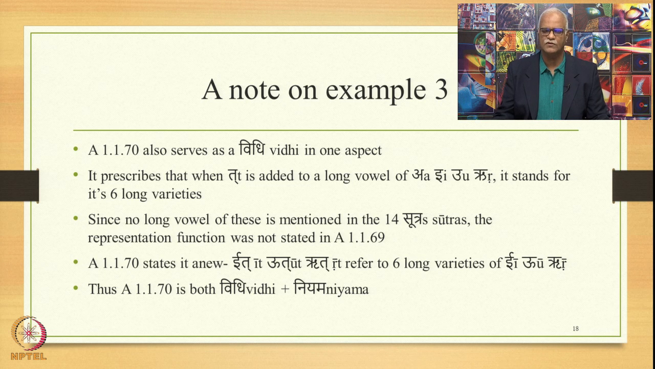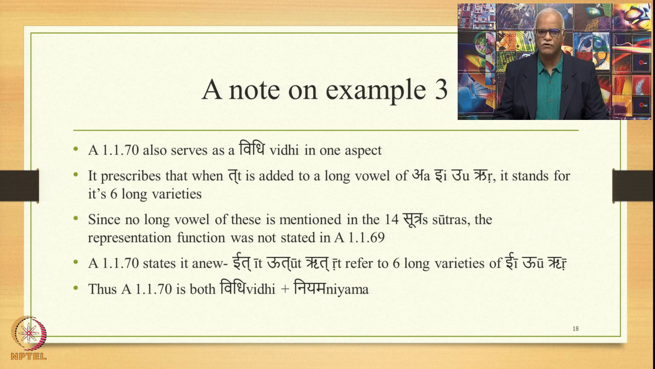Now there is a note on this example, namely 1170 also serves as a vidhi in one aspect, and that aspect is the following one. 1170 prescribes that when ta is added to a long vowel of a, i, u, ru, namely e, a, e, u and ru, it stands for its six long varieties. This is what it means.